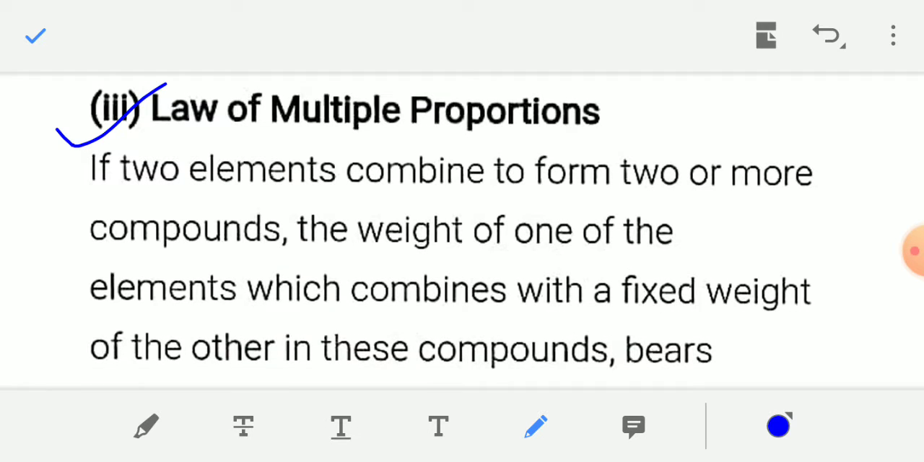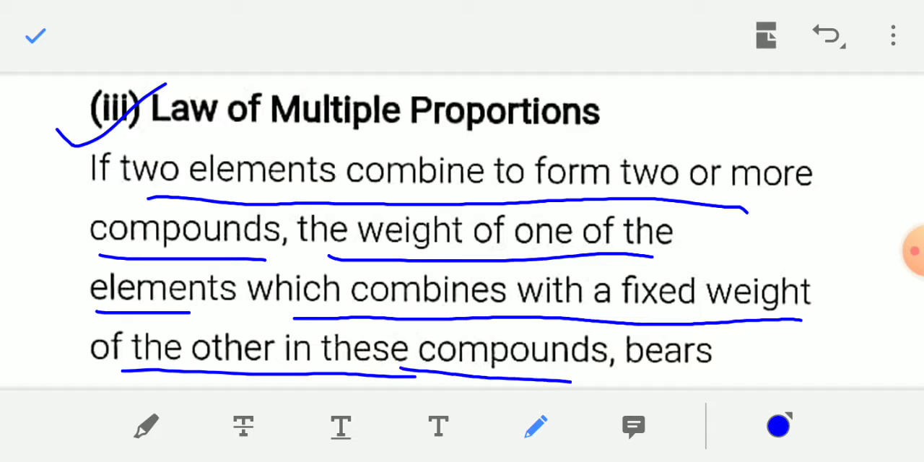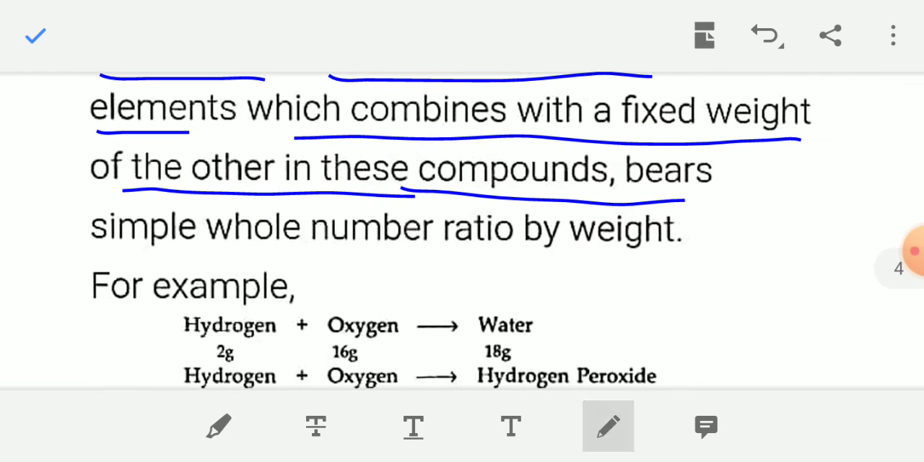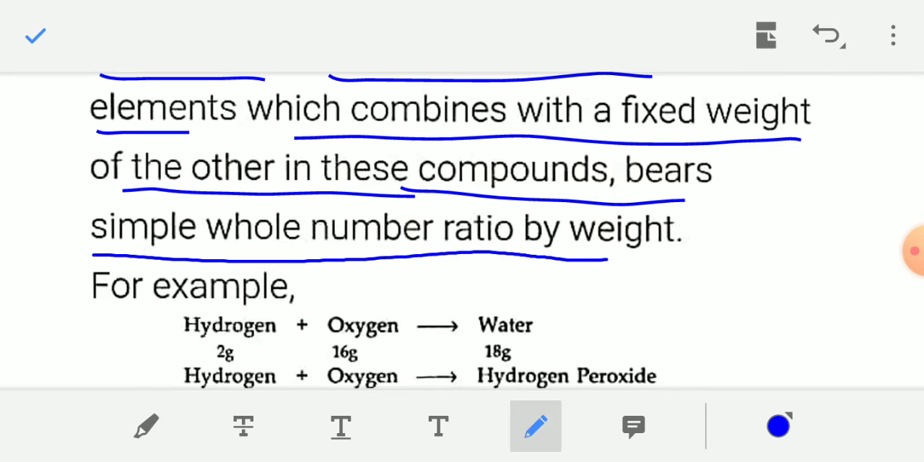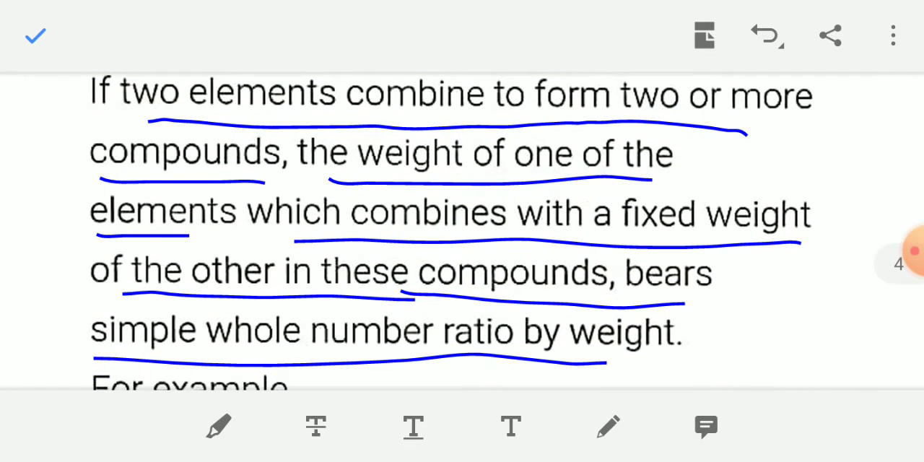Second, law of multiple proportion. According to this law, if two elements combine to form two or more compounds, the weights of one of the elements which combine with a fixed weight of the other in these compounds bear a simple whole number ratio by weight. According to the law of multiple proportion, if two elements combine to form two or more compounds, the weight of one of the elements which combines with the fixed weight of the other in these compounds bears a simple whole number ratio by weight.